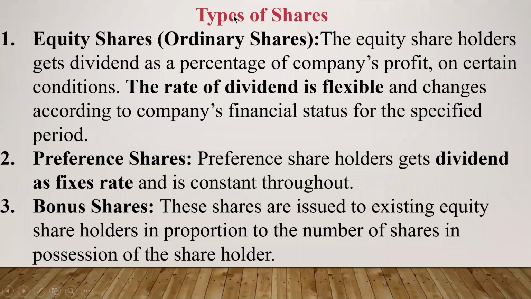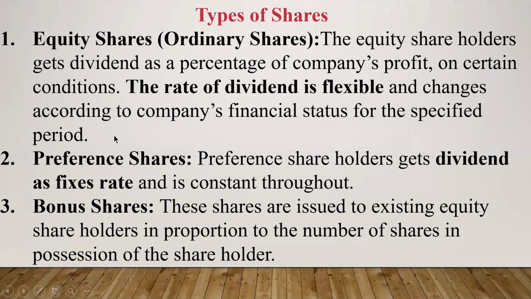Before we go to that, let me list down the types of shares. The first one is called equity shares, also called ordinary shares. What is the meaning of that? Equity shareholders will get the dividend as a percentage of the company's profit on certain conditions. So the rate of dividend here is flexible. If the company is earning more profit, it will give more dividend to the equity shareholders. If the company is going in loss or having less profit, it may reduce the dividend. So the dividend here is flexible.